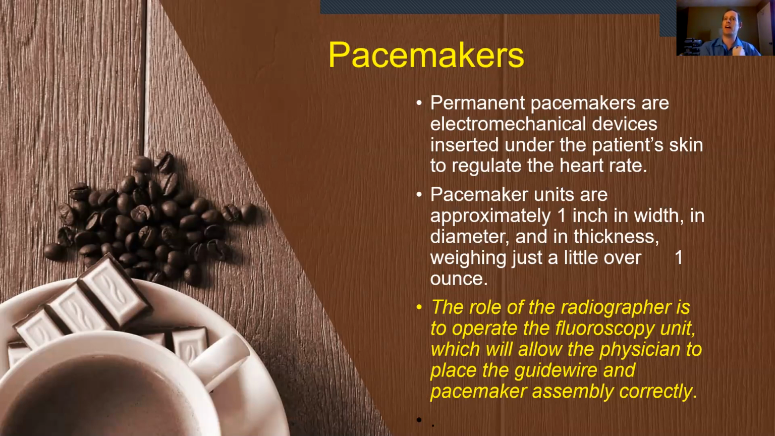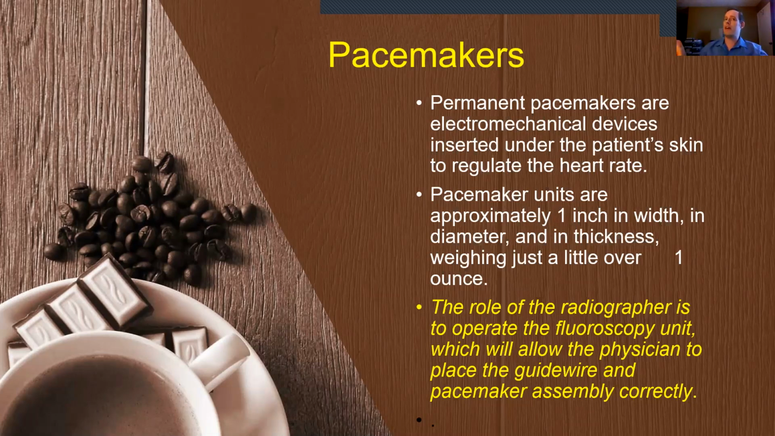But then the lines will actually connect and be traced all the way to the heart, arteries, and veins. It's going to keep that heart regulated, keep it on beat, keep it beating properly. They are approximately 1 inch in width and diameter and thickness, typically about 1 ounce. That's very, very small, very tiny.